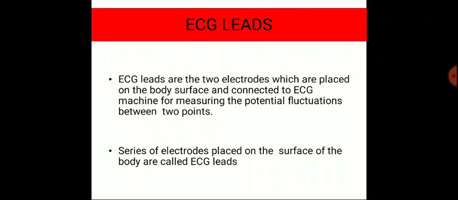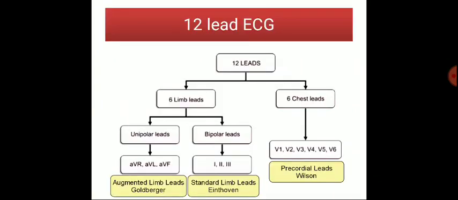ECG leads are the two electrodes which are placed on the body surface and connected to the ECG machine for measuring the potential fluctuation between the two points. A series of electrodes placed on the surface of the body are called ECG leads. There are 12 leads to record the ECG: 6 limb leads and 6 chest leads.